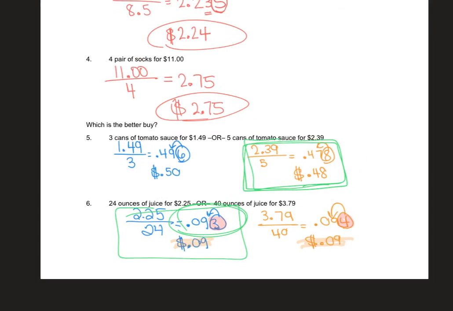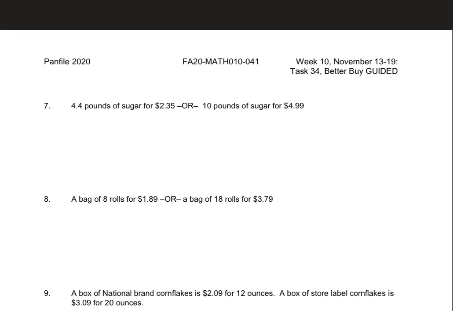All right. I think that's all on that page. Let's go to the next. All right, looking at sugar now. We have 2.35 over 4.4 pounds. And we get 0.534. That 4 does nothing to the 3, so we're at 0.53, 53 cents a pound.